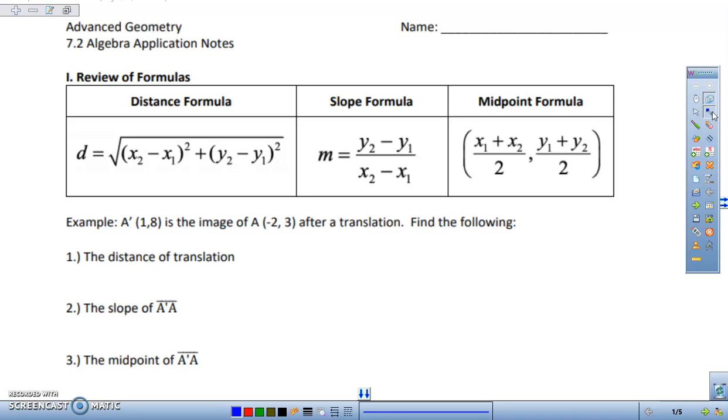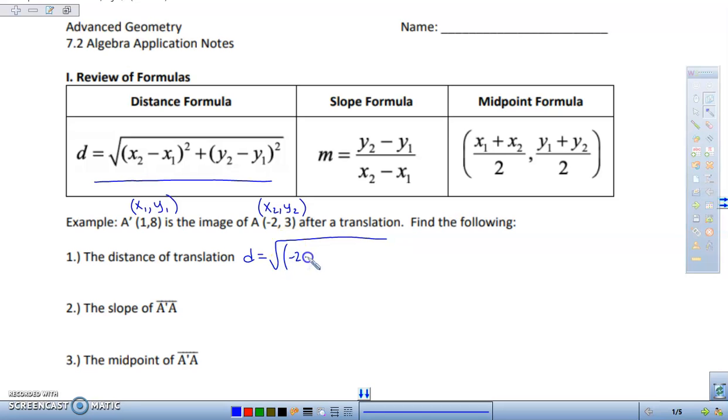So all I'm going to do here is use the distance formula, and I'm going to plug in these 2 points. So here we go. I'm going to call this first point, just for reference, (x1, y1), and the second point will be (x2, y2). So the distance of translation can be found by going the square root of (x2 minus x1), so that'd be (-2 minus 1) squared, plus (y2, which is 3, minus y1, which is 8) squared.